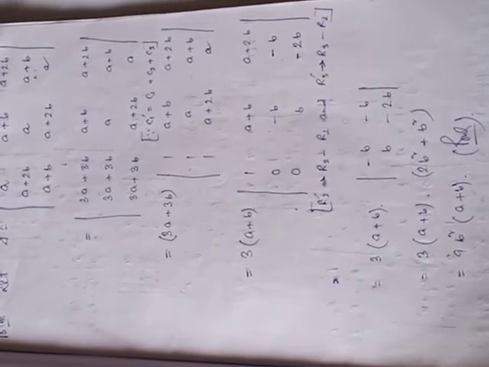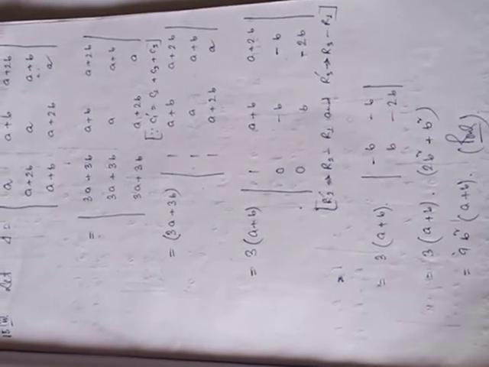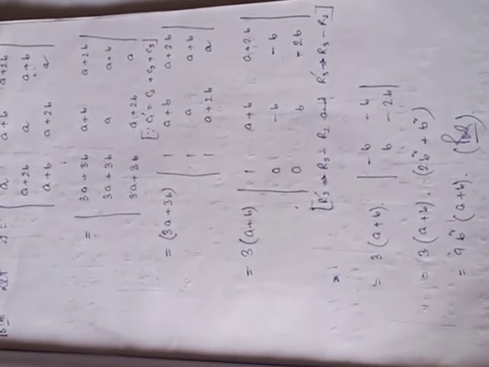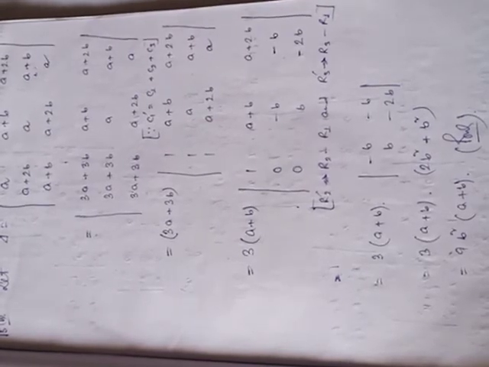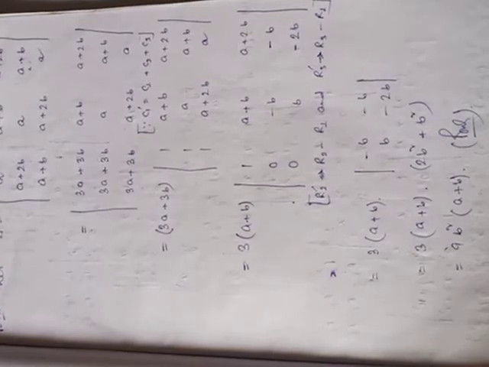Next, the remaining two columns are same, that means A plus B, A plus 2B, A plus 2B, A plus B and A. Now taking common 3A plus B, now we get the first column 1 1 1, then the next two columns are same.